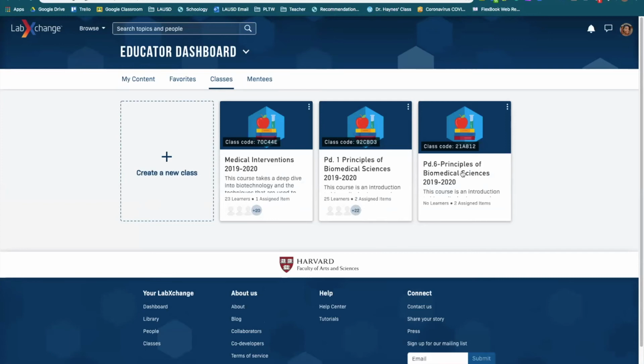And I think period 6, you actually need this class code. So if you're in period 6, I think like Jasmine, you need this class code to sign in, and the class code is 21A812 for period 6. So that's 21A812. And then the class code for period 1, if you have never signed in, is 92CBD3. Again, that's 92CBD3. So I'm going to sign in to period 1.